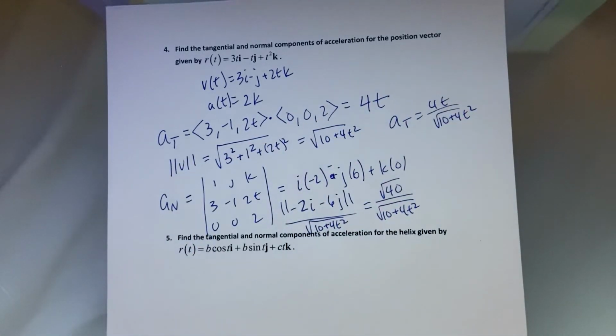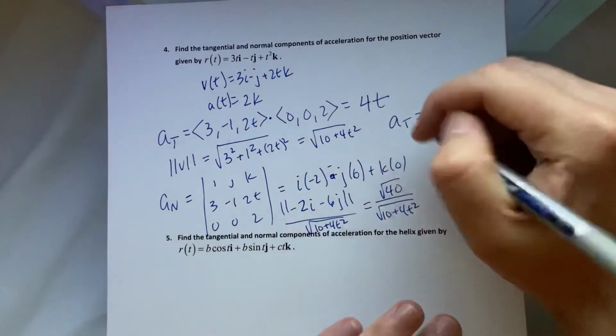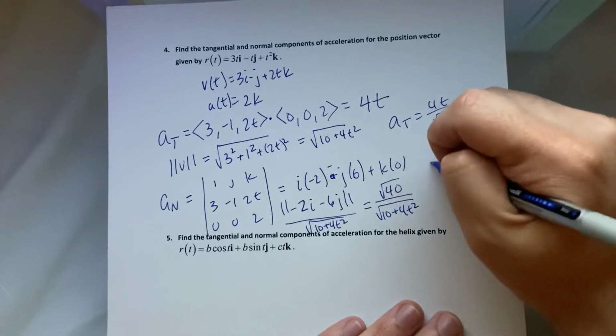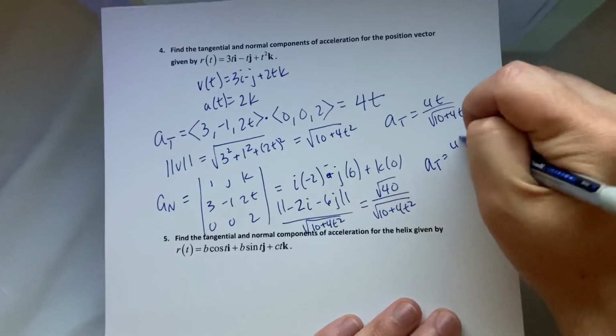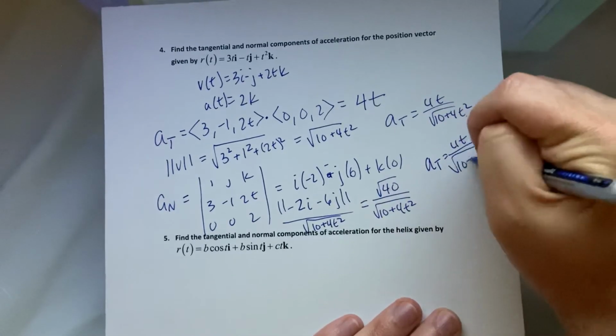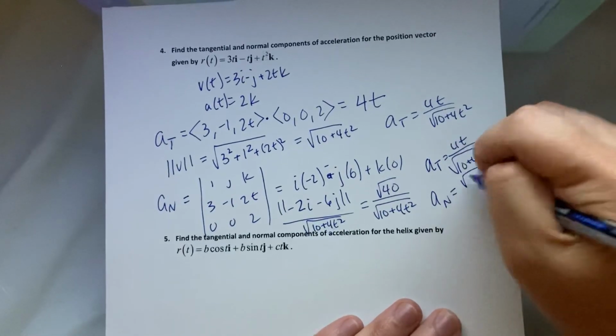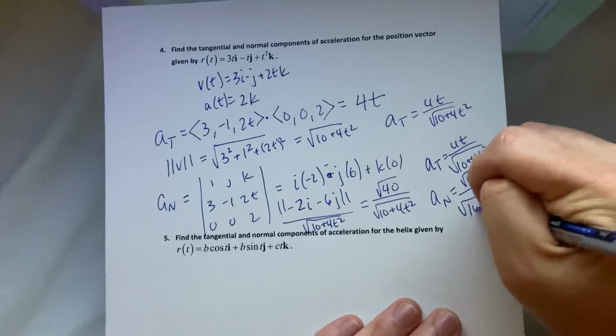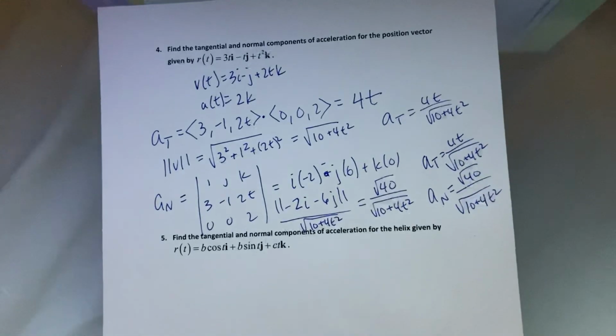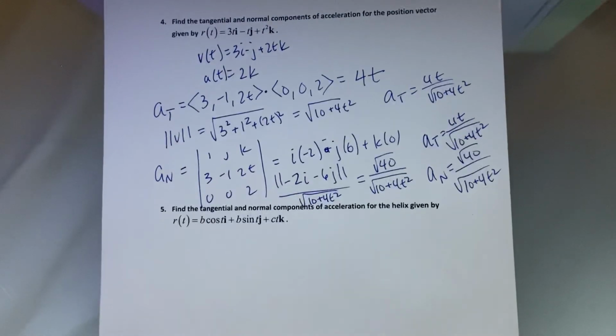Now what do we know about a sub N and a sub T? They're just the components. So we have a sub T is 4t over the square root of 10 plus 4t squared. a sub N equals the square root of 40 over the square root of 10 plus 4t squared. And we'll finish this off in the last two problems in the last video.